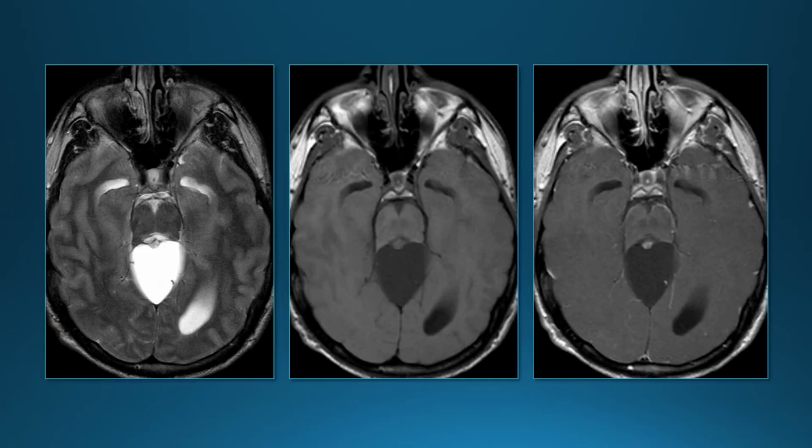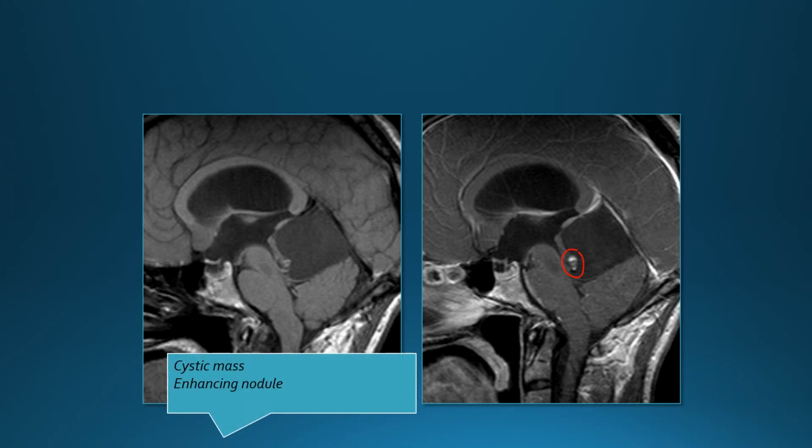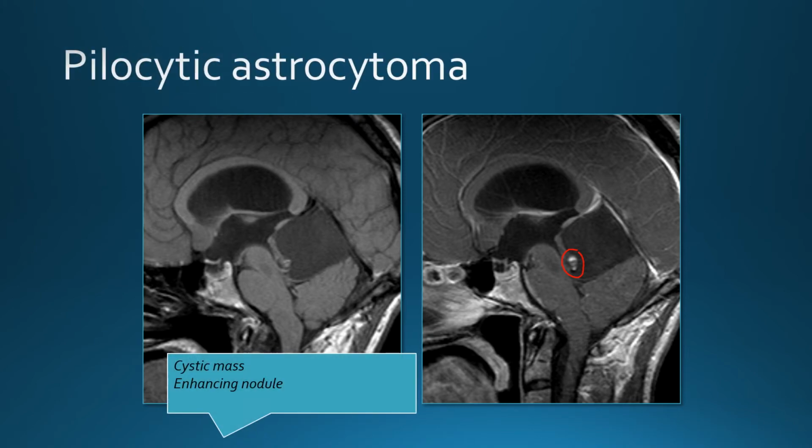T2, T1, post-contrast T1, cystic lesion. If we look carefully, it has a little bit of an enhancing component. Here's sagittal T1 pre and post. This nodule here enhances with contrast. So we have a cystic mass with an enhancing nodule, pilocytic astrocytoma.